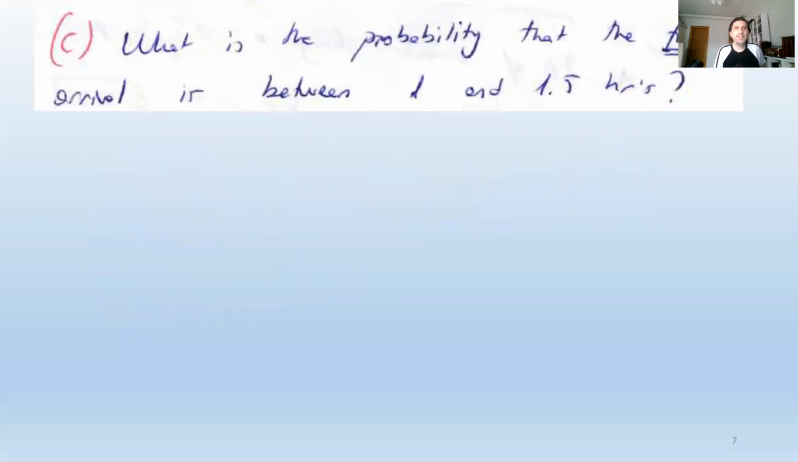All right, so the next question is related to that tricky wording of "first," "at least," and so on. What is the probability that the first arrival is between 1 and 1.5 hours? So here is the idea. If you take any origin here, starting from 0, we have 1 hour here and we have 1.5 hours here.